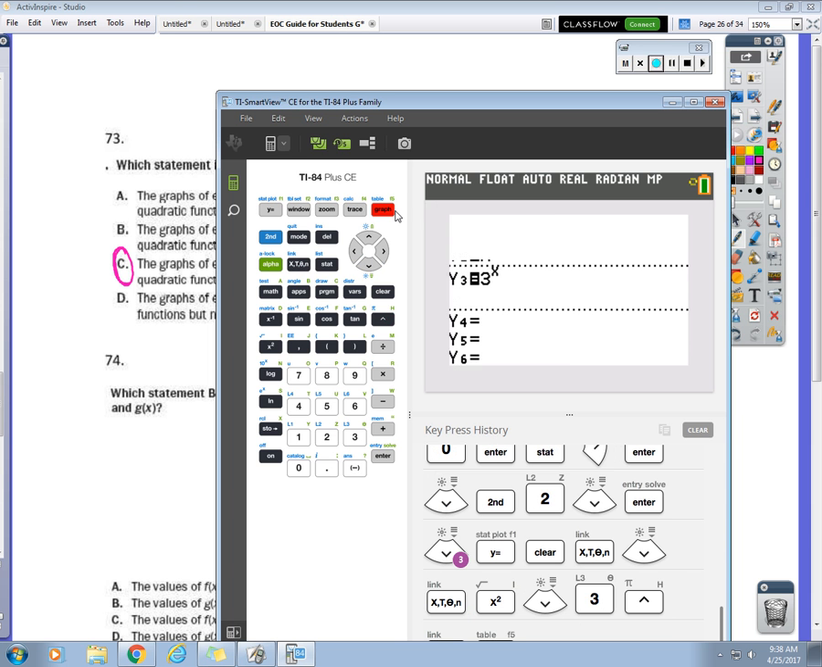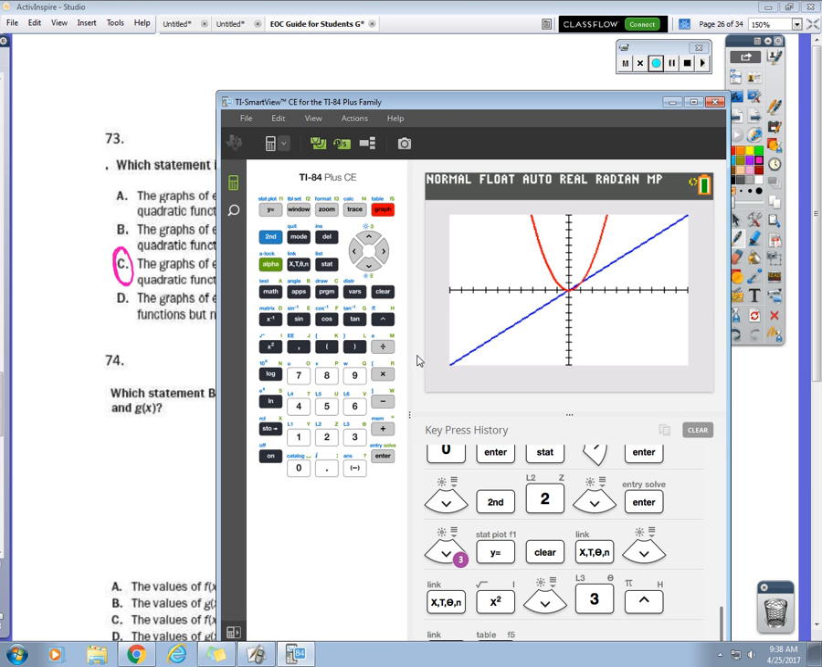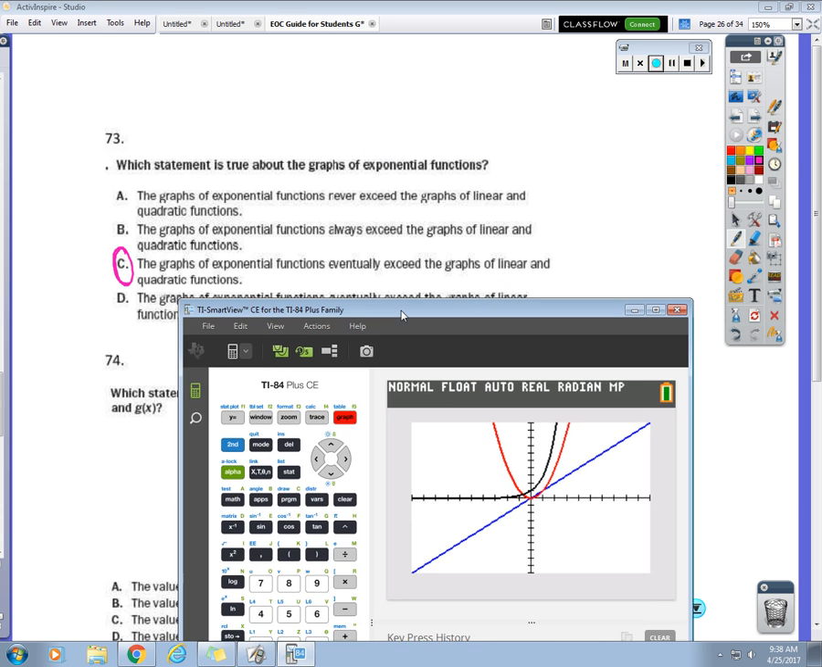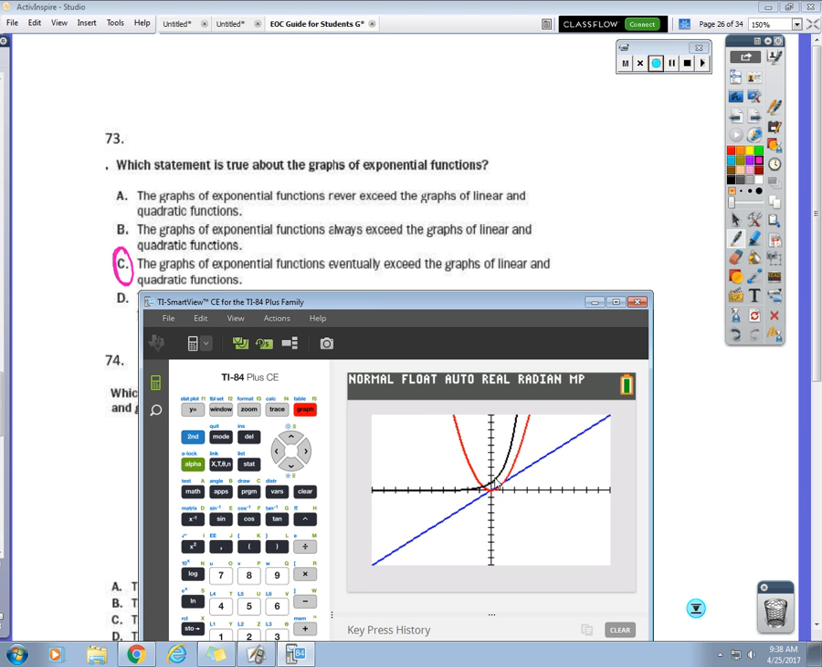And now look when we graph them, what happens. There's linear, there's quadratic, there's exponential. So at first, maybe the exponential is not the largest. But then won't it eventually go faster and faster? It'll rise faster than the others, so it will eventually exceed the graphs of the linear and the quadratic. Okay, because exponential, it shoots up faster and faster than the line and the parabola do. So it's C.